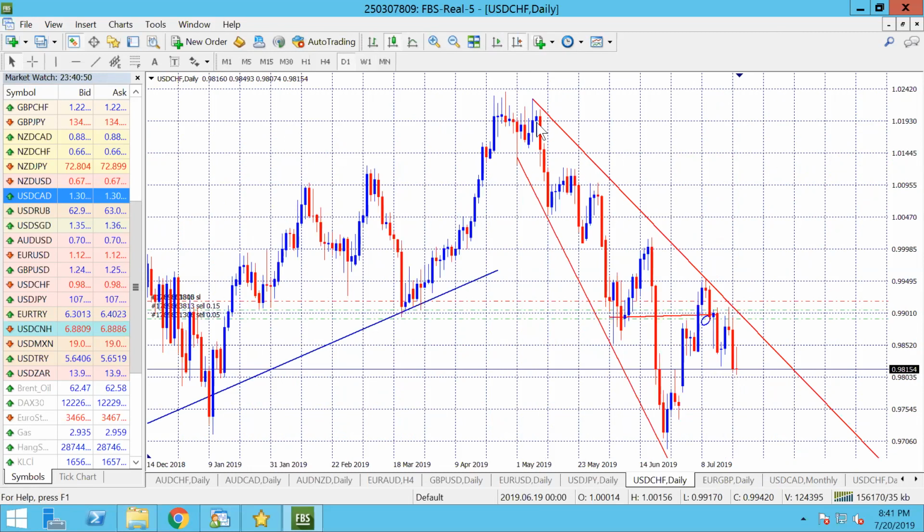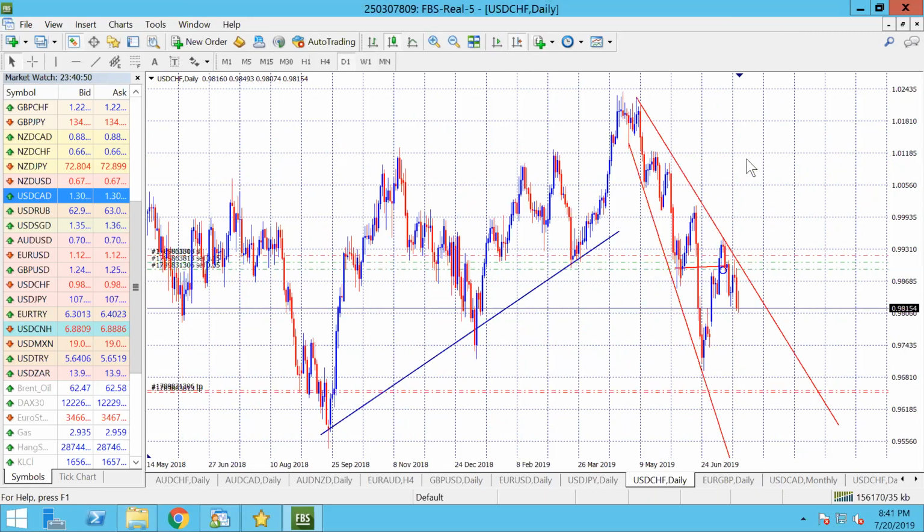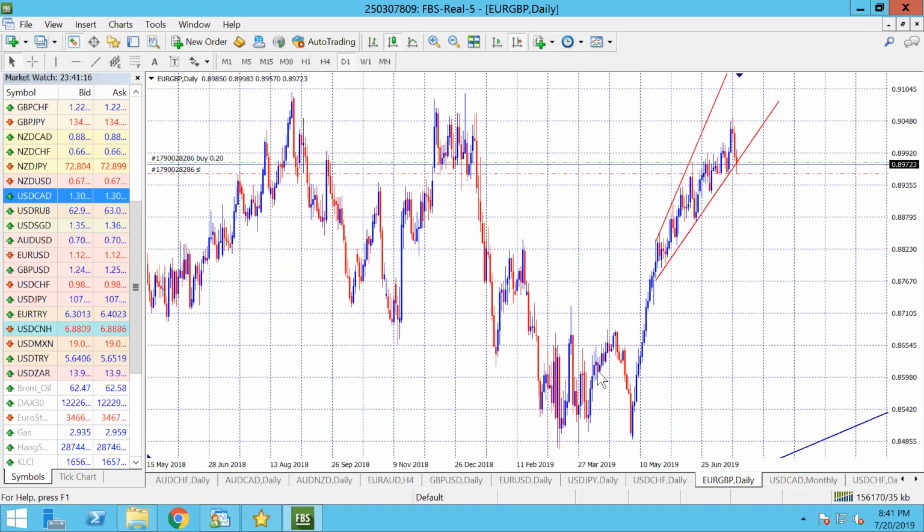Actually, yes, now I see why this pair accepted what I portrayed. This is a pole. This is like a flag. This is a bear's flag. Yes, this is the reason why USD is going to continue to fall, because there is a bear's flag here in the pattern. So going back to Euro GBP, this is the bull's flag.